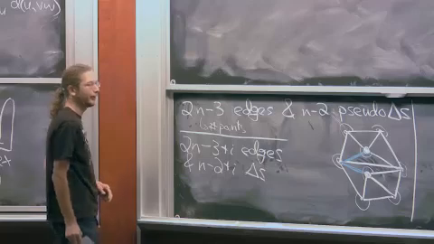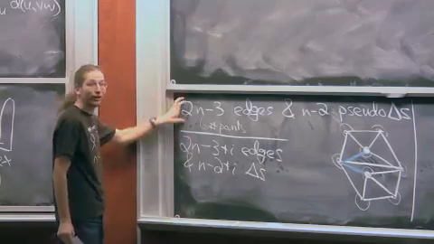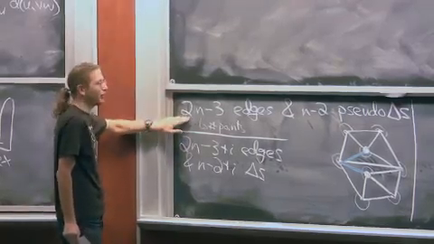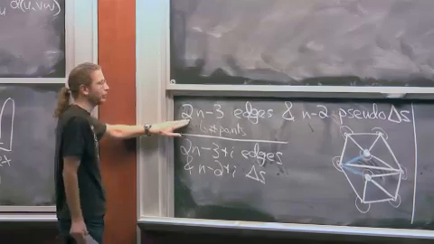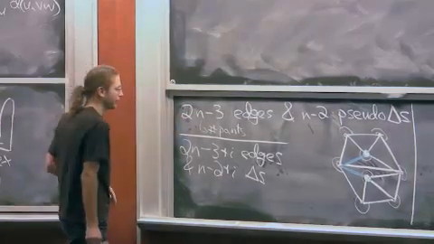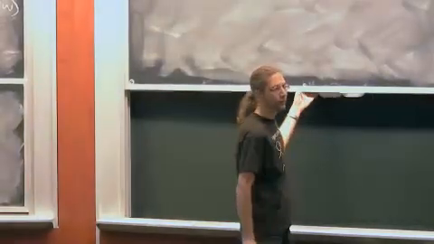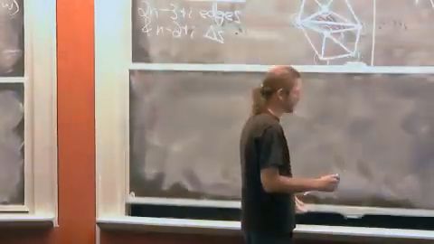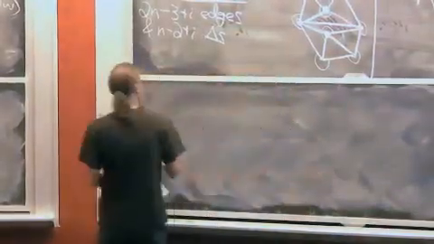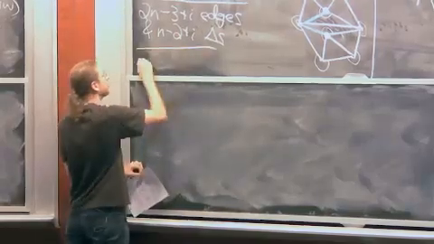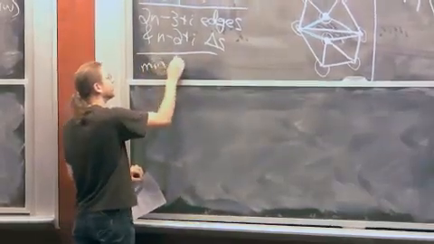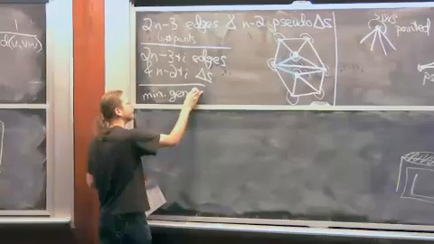In particular, they're minimally generically rigid. Right? This is the number of edges I want for a nice rigid structure. 2n minus 3 is what I should have. And indeed, pointed pseudotriangulations are minimally generically rigid. That's the next thing.